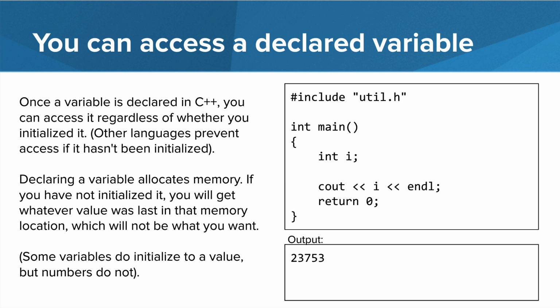Specifically, in C++, you can access a variable type that you've declared even if you have not initialized it. When declaring a variable in C++, the memory gets allocated for that variable. If it has not been initialized, your variable will hold whatever value was last used in memory at that location, which will be a garbage value. So you have to be careful to make sure when you declare variables that you also initialize them.